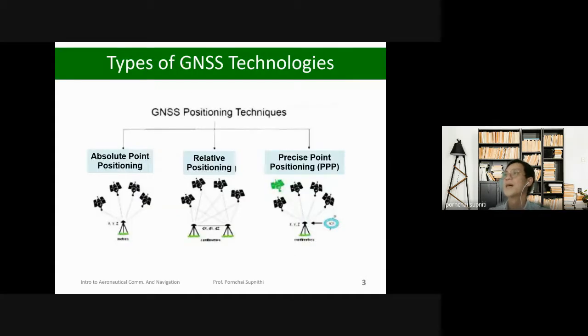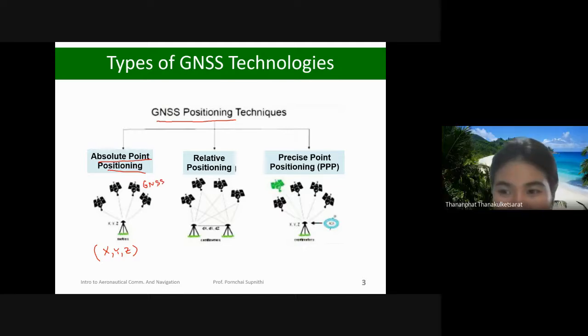Okay, and what is related to GNSS positioning, at present we talk about three types. One is called absolute point positioning, where you get the XYZ of the receiver based on signals from GNSS only.